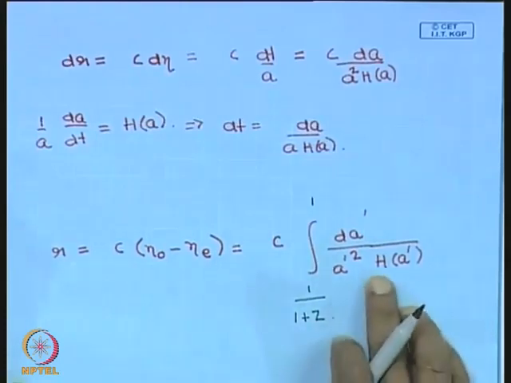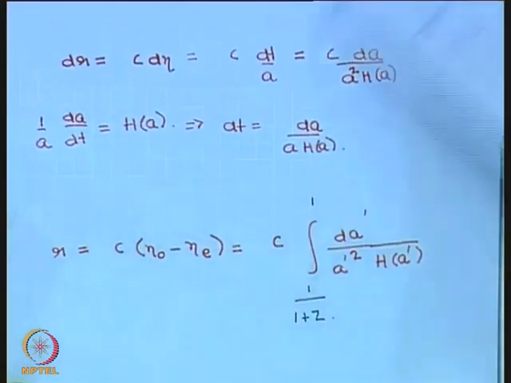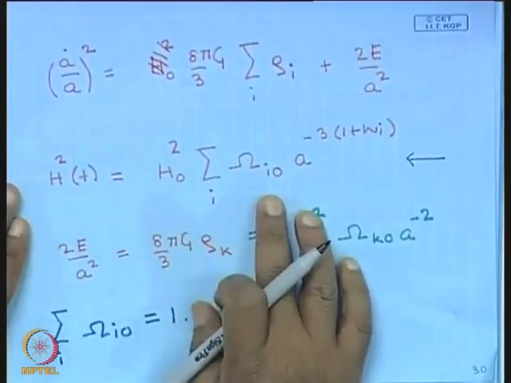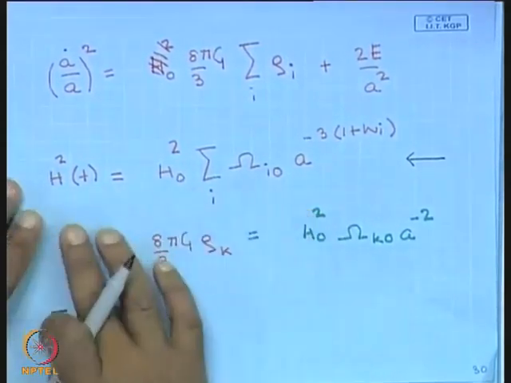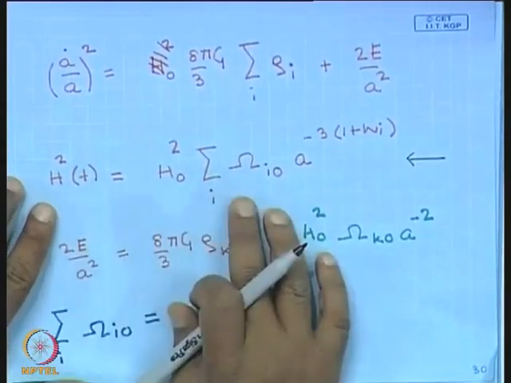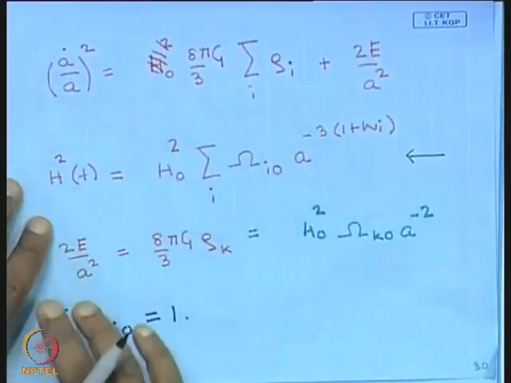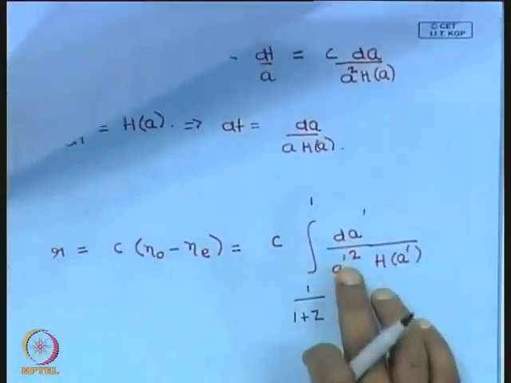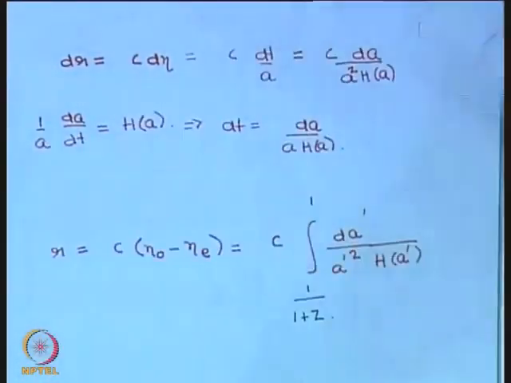How do you determine H of a? That we have already worked out from the dynamics of the expanding universe. You have to use this expression to determine H of a. So H of a is determined by the dynamics of the universe. Okay, so you have to use this to determine the co-moving distance to any galaxy observed at a redshift z. Okay.